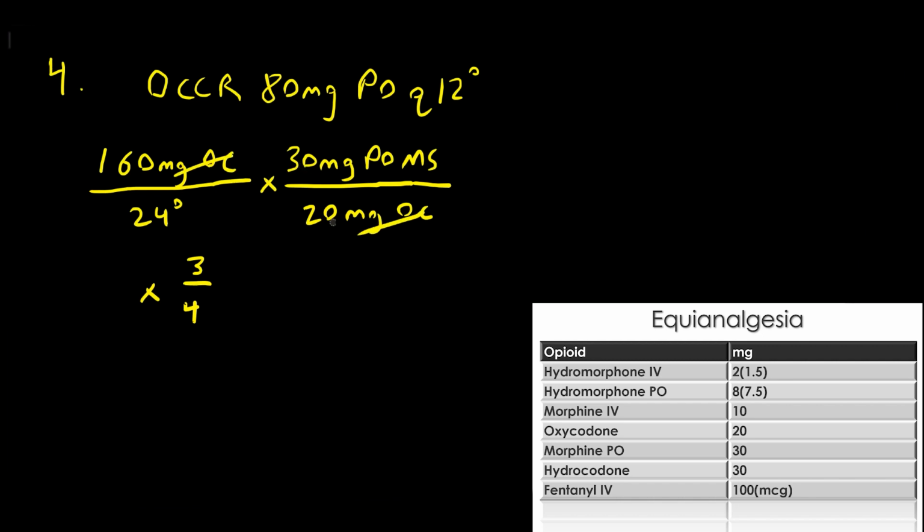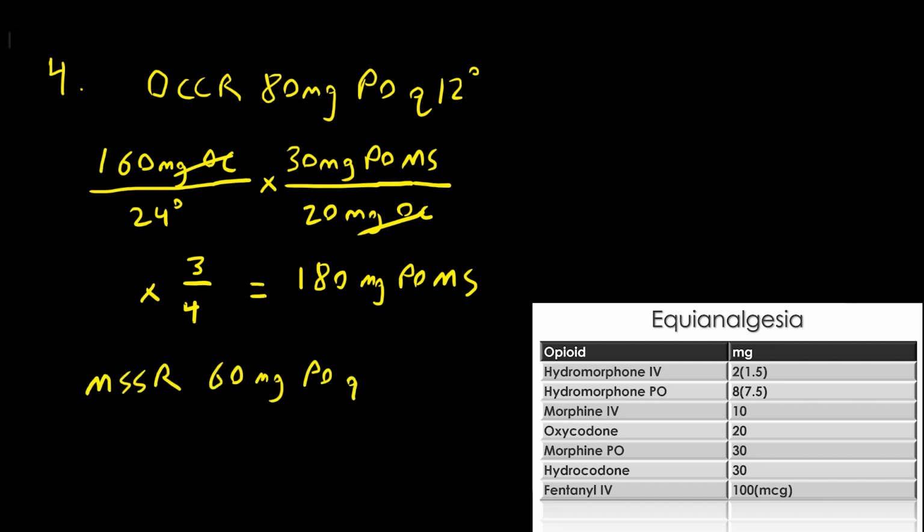We get 240 times 3/4 equals 180, and we know that long-acting morphine comes in a 60 milligram tablet, so the new regimen is going to be 60 every 8 hours.